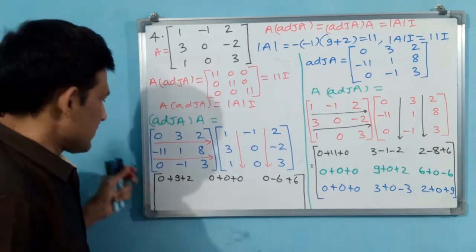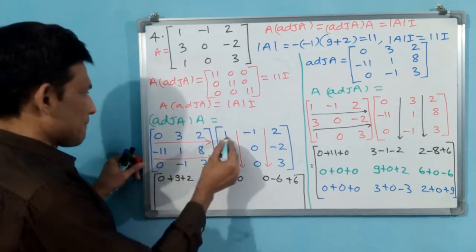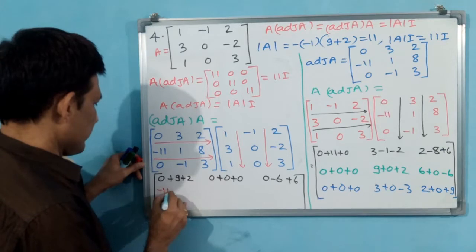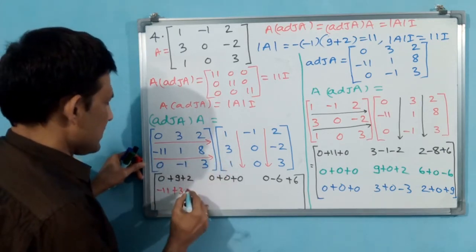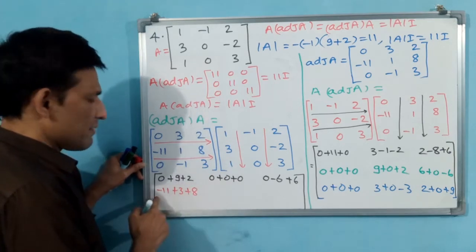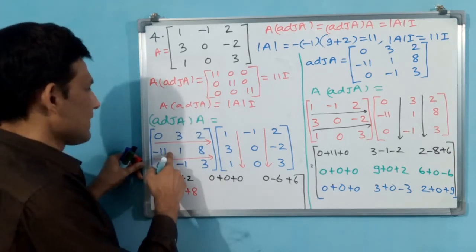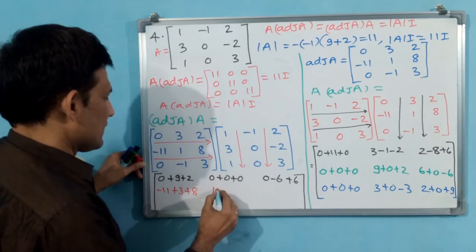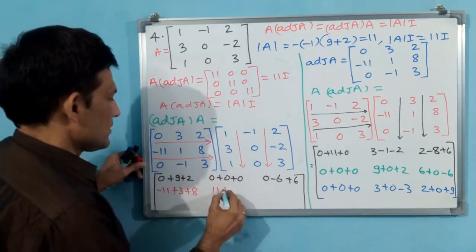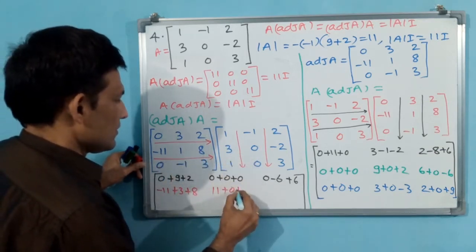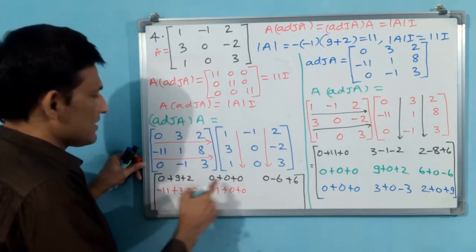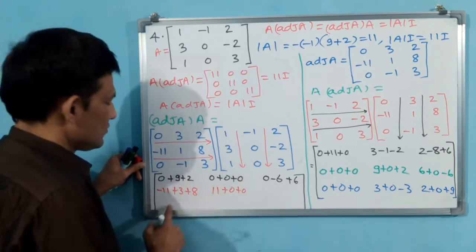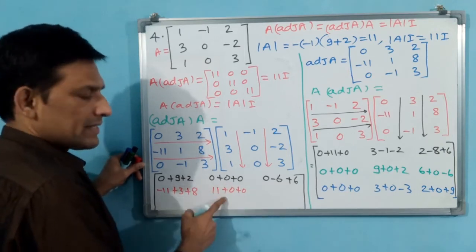Let us take another one, the second one. Minus 11, 3, plus 8. That means plus 11 minus 11, 0. Okay, now plus 11, 0, 0. That means here 11 has to come. You see 0, 0, 0, 0, 11. 11, 0, 0, 0, 11, 0, 0, 0, 11 has to come. 11 has to come, 11 has come.